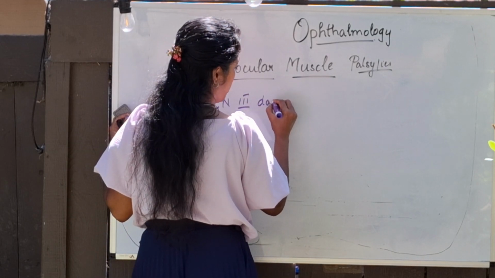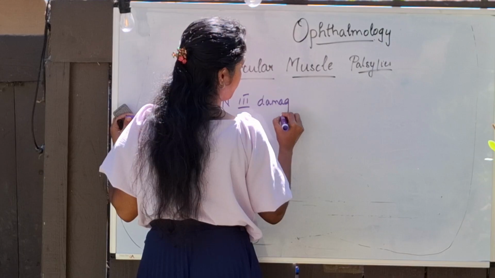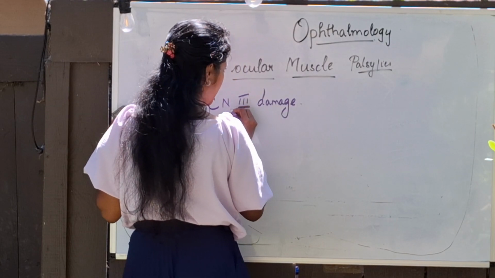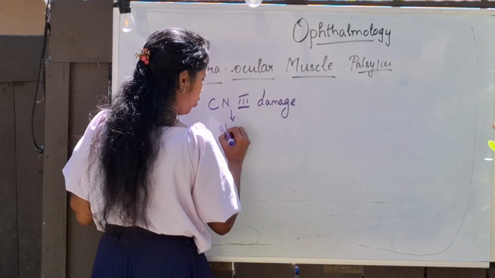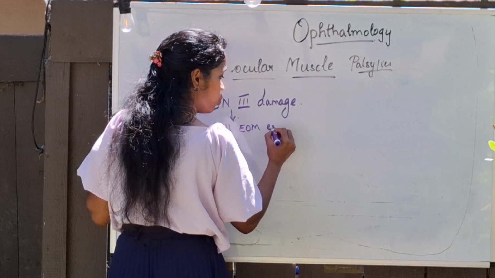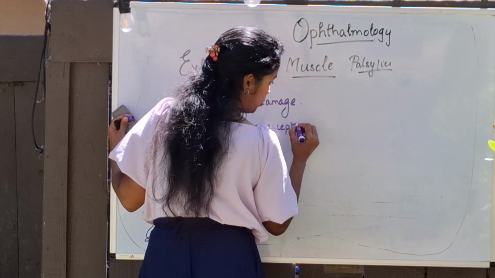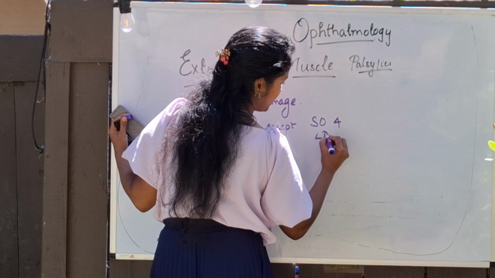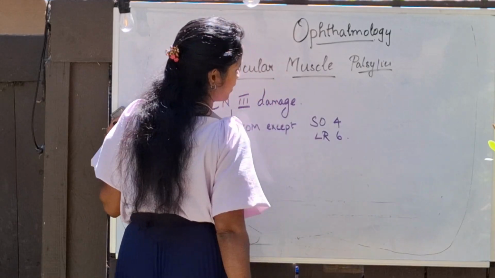damage. So, what happens in cranial nerve 3 damage? What does cranial nerve 3 do? The cranial nerve 3 supplies all the extraocular muscles except the superior oblique muscle, which is supplied by the 4th cranial nerve, and the lateral rectus muscle, which is supplied by the 6th cranial nerve.